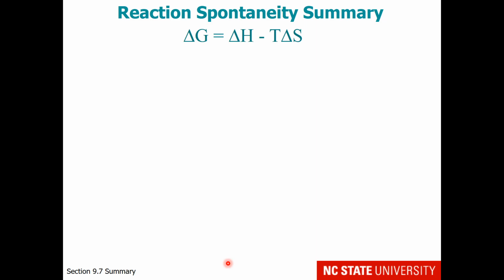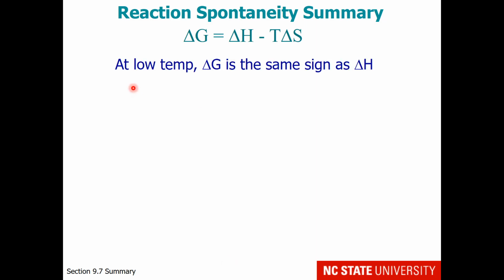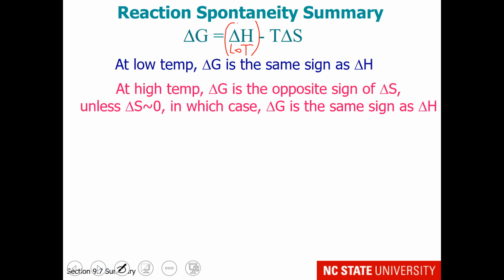Here is our reaction spontaneity summary. At low temp, delta G is the same sign as delta H. So we can consider delta H our low temperature term. At high temp, delta G is the opposite sign of delta S, unless delta S is very close to 0, in which case, refer back to Rule 1. Delta G is the same sign as delta H. So we refer to the second term in the equation, minus T delta S, as our high temperature term.